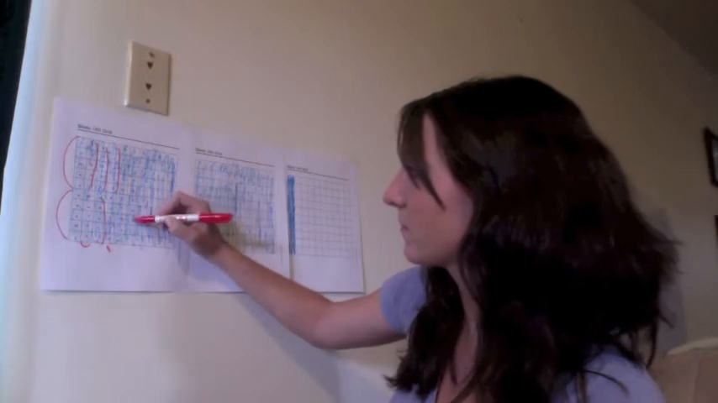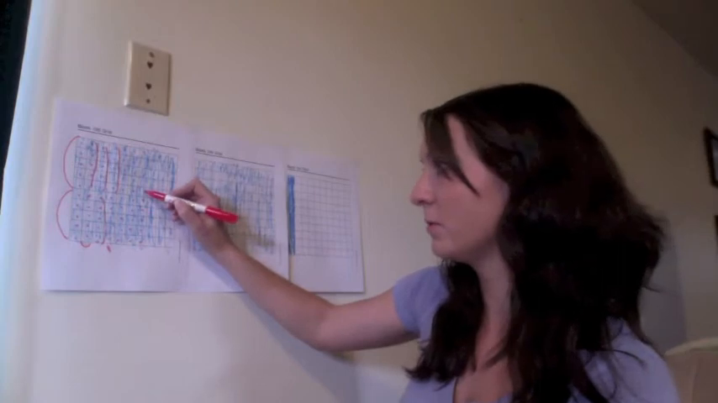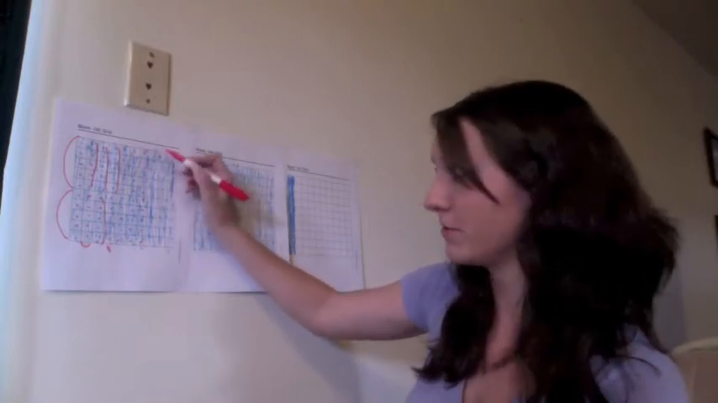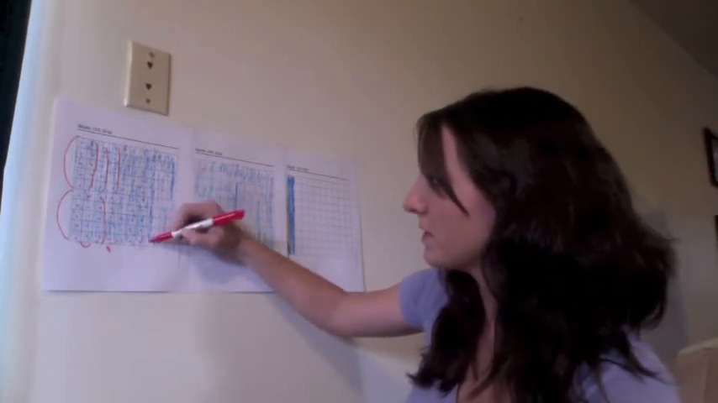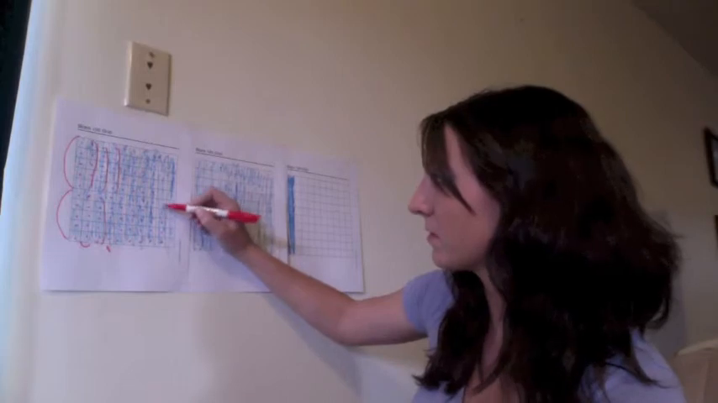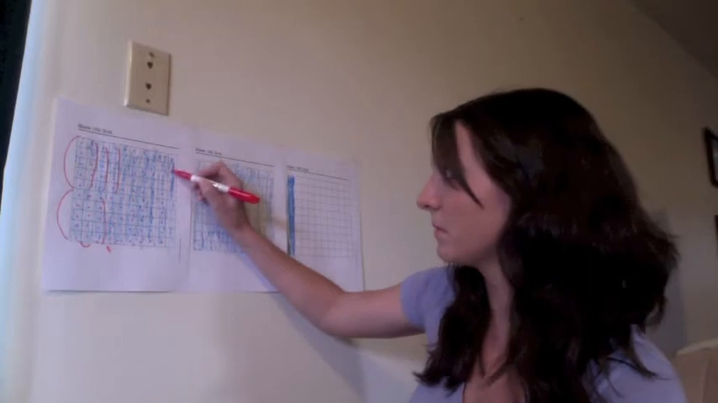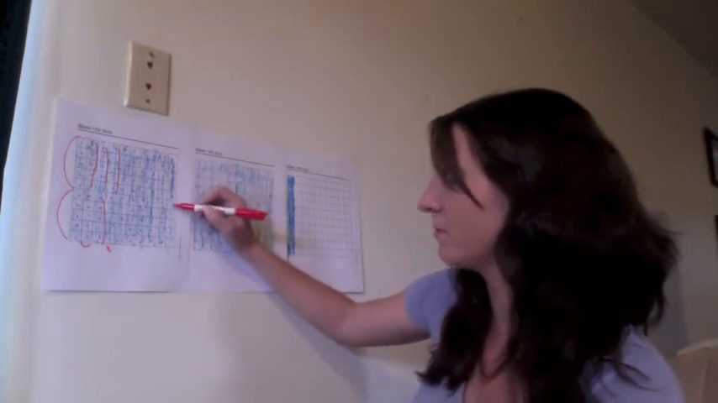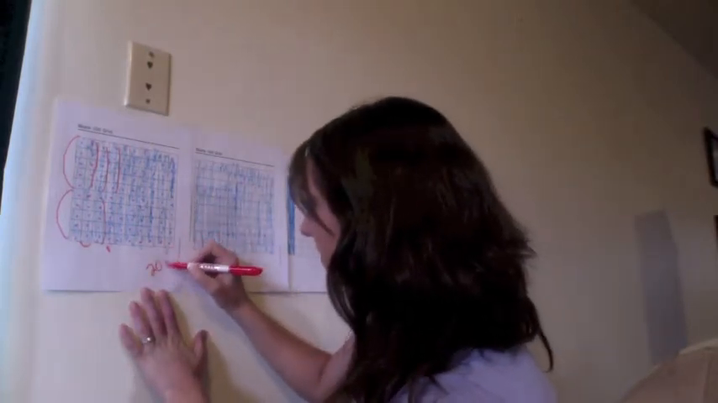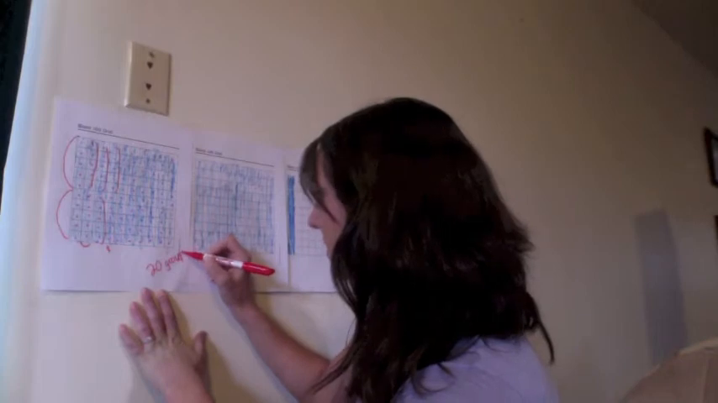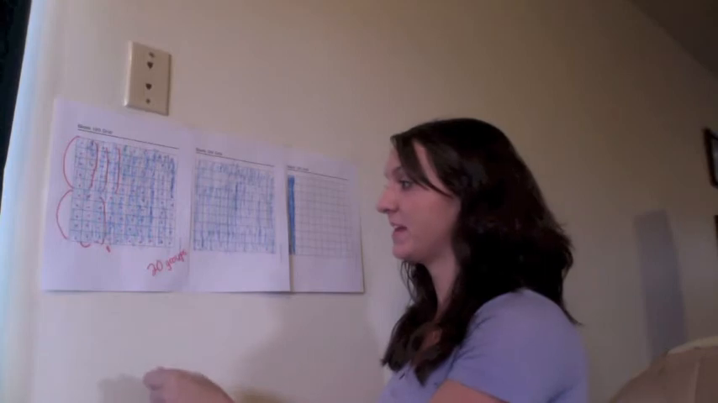11th group. 12th group. 13th group. 14th group. 15th group. 16th group. 17th group. 18th group. 19th group. And 20th group. So we know in one whole there are 20 groups of 5/100ths represented.